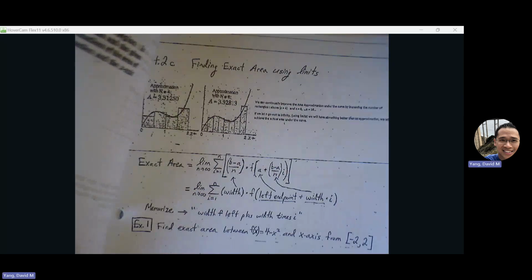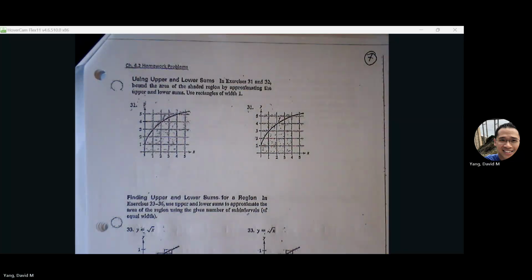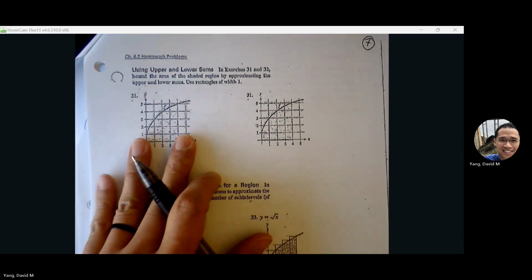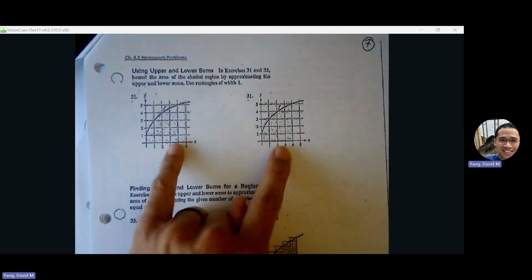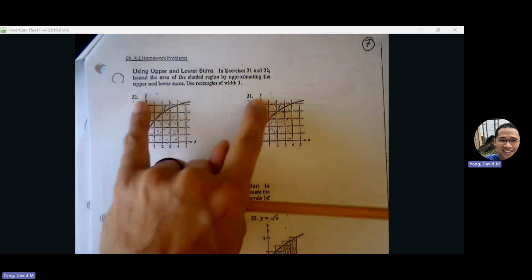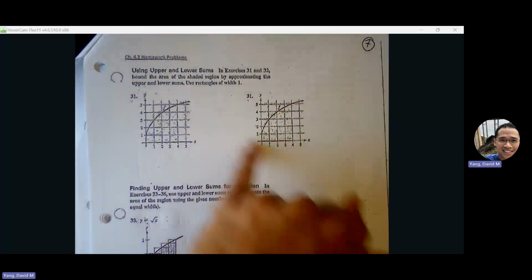Okay, let's do some of these problems together. Page 7. Sorry, it's a little bit grainy here, but the interval that we're looking at is between 0 and 4 for both of these. This is 31. These are both 31s, but I just copied it twice onto the paper. We can do 1 for lower sum and 1 for upper sum.